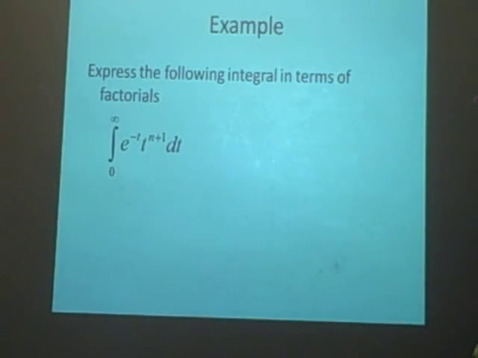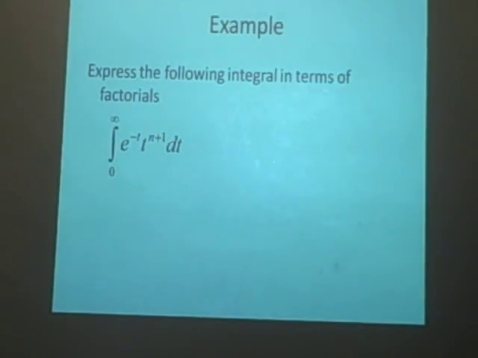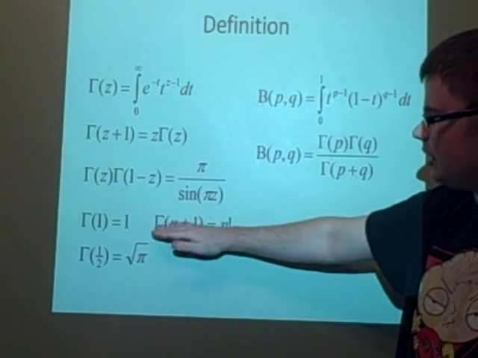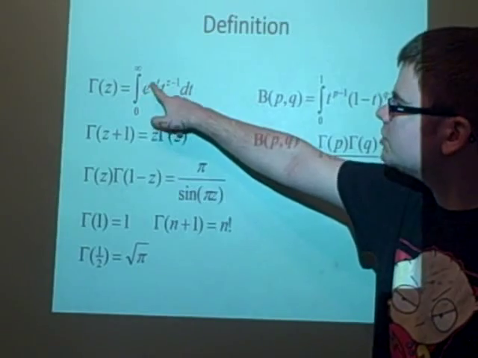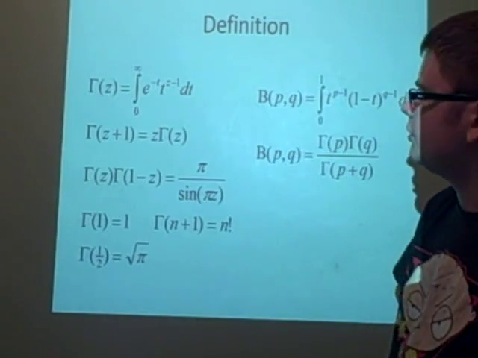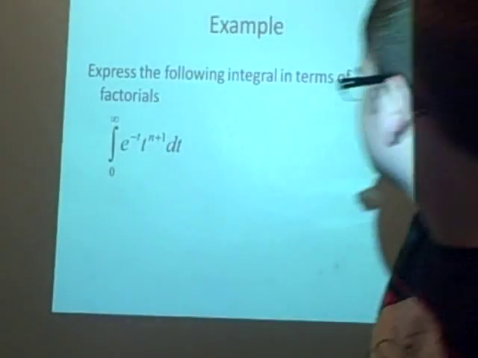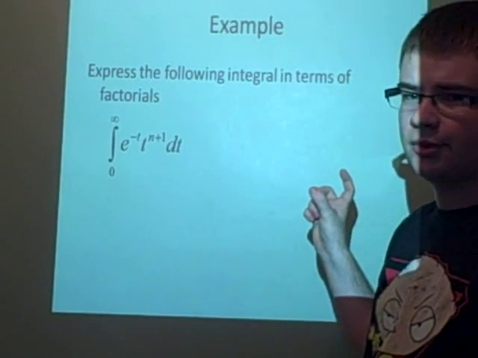So we want to express the following integral in terms of factorials. So we've got e to the minus t, t to the n plus 1. And the factorial, if we remember from just here, is to do with the gamma function. So we want to get it in a form like this. We've got e to the minus t and t to the z minus 1. So here we've got n plus 1. We want to have something minus 1.